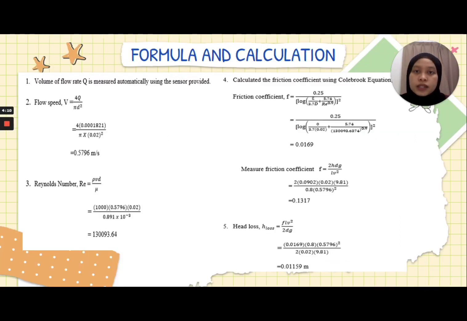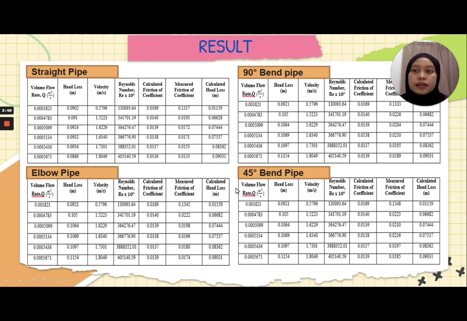And we use this formula and calculation. We use the flow speed formula, Reynolds number formula, friction coefficient formula, and head losses formula to do the calculation and complete all the tables that are given. Then this is the result for the straight pipe, elbow pipe, 90 degree bend pipe, and 45 degree bend pipe.